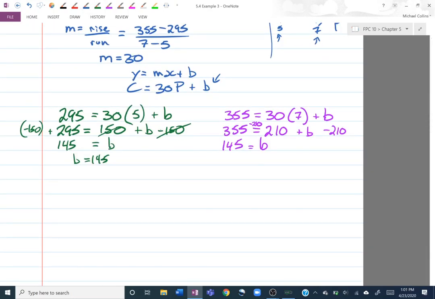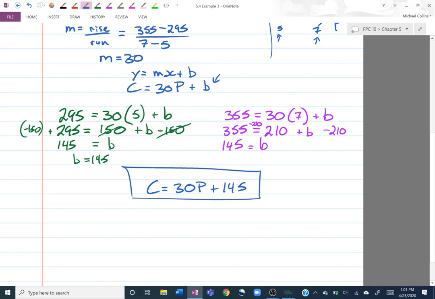I have an equation, C is equal to 30p plus 145. So if I want to break this down, 30 is the cost per person, and 145 is the fixed cost. We called it that in other questions. In this particular context, it would be the cost of the bus.